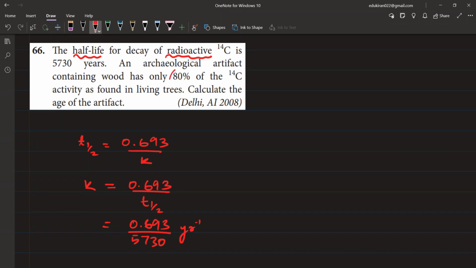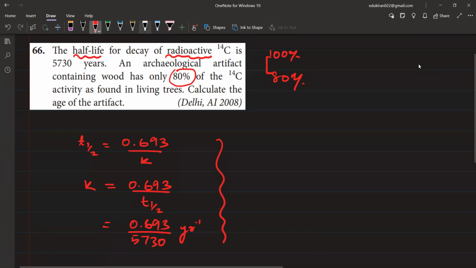The artifact containing wood has only 80% of the C14 activity as found in the living trees. So if the living trees have 100%, our artifact has only 80%. That means 20% has reacted. Is that clear? Yes or no? Please tell me. 20% has reacted, and how much is left? 80% is left.